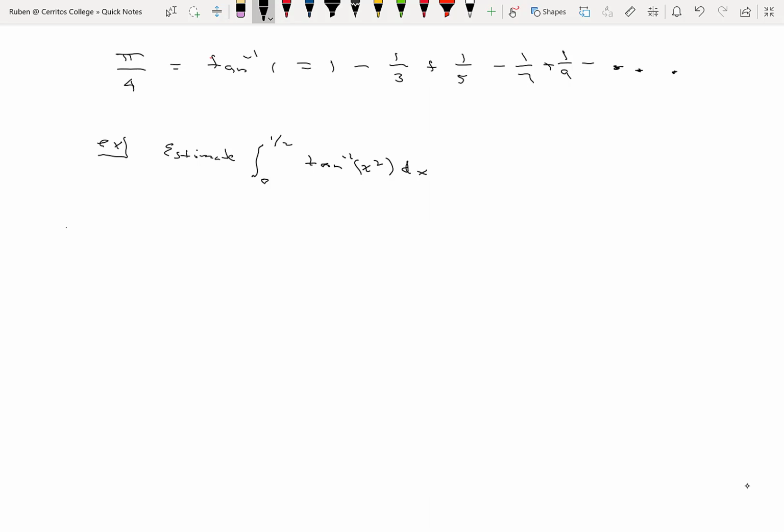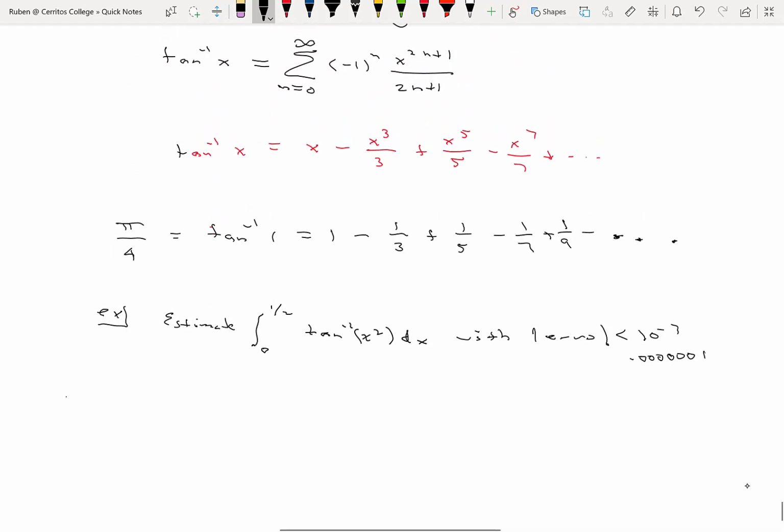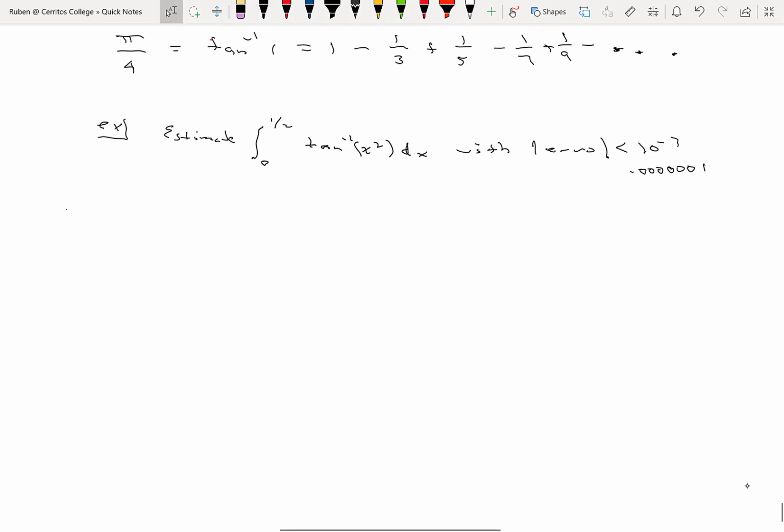Estimate this integral with the error, let's say the absolute value of the error, less than 10 to the negative 7, or 0.0000001. So say we want to estimate this integral with 6 decimal places of accuracy. And we're going to use power series to do this. We're going to use the power series for the inverse tangent to do this. Okay, so let's do it.